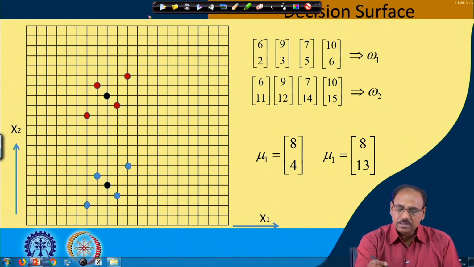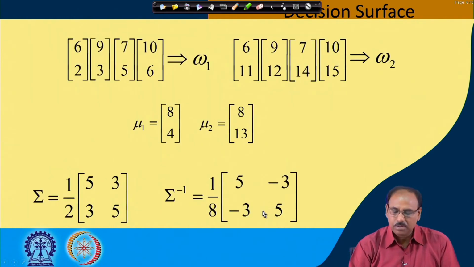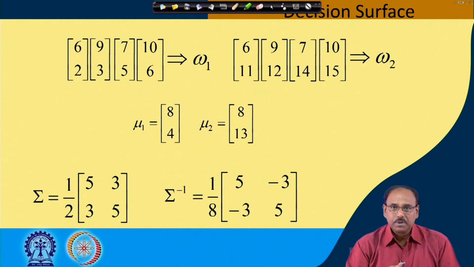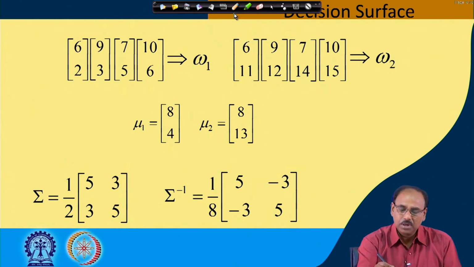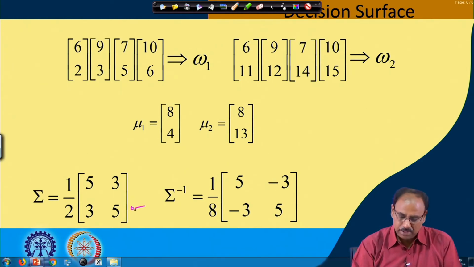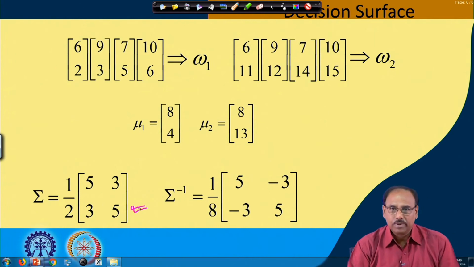So, once I have this, then again as before, I can compute the covariance matrices. As we computed in the previous lecture, in the same manner, if I compute the covariance matrix, you will find that the covariance matrix for both the classes omega 1 and omega 2 will be half into [5, 3; 3, 5]. So, this is the covariance matrix that you get for both the classes omega 1 and omega 2.